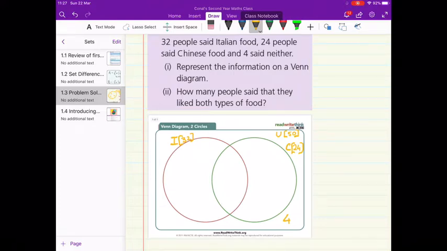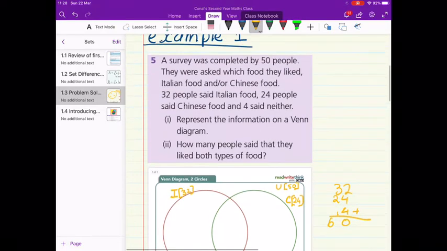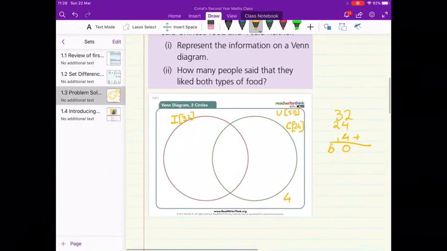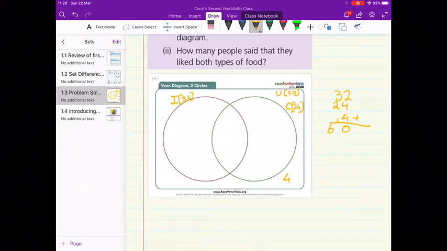If we think logically about this, there's 32 people who like Italian food, 24 people who like Chinese, and 4 who don't like either type of food. So if we add those three numbers together, we get 4 and 4 is 8, and that is 10, carry the 1, and we end up at 60. But this survey only included 50 people, but 32 like Italian, 24 like Chinese, and 4 like neither. So we have 10 too many. That difference means that we have 10 too many included.